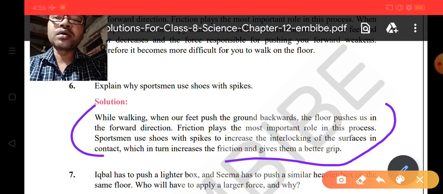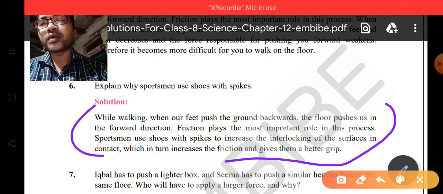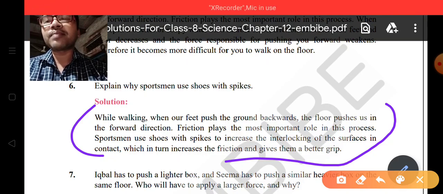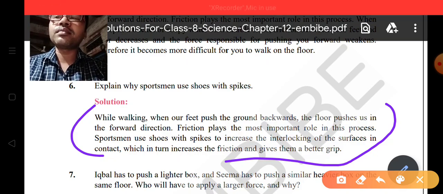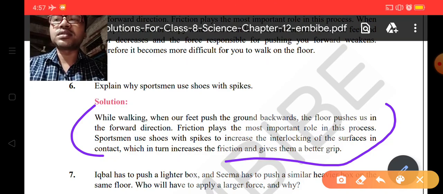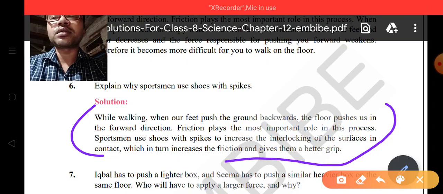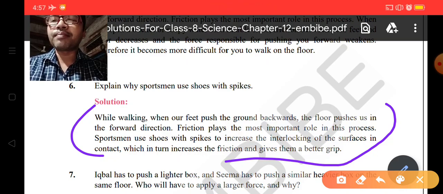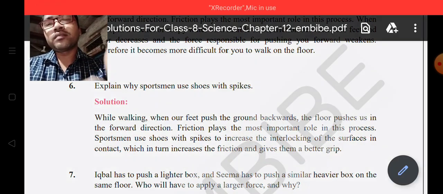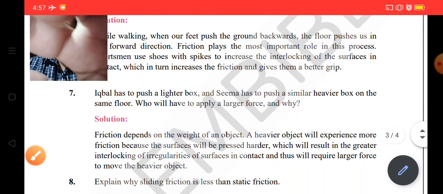You should try to write it down in your copy, because these answers will help you during the examination when you have less time to revise your whole syllabus. If you have written answers, you can revise things quickly and you will be able to write the answer in a proper manner. So try to note it down in your copy. Now we are ready to give the answer to the next question.